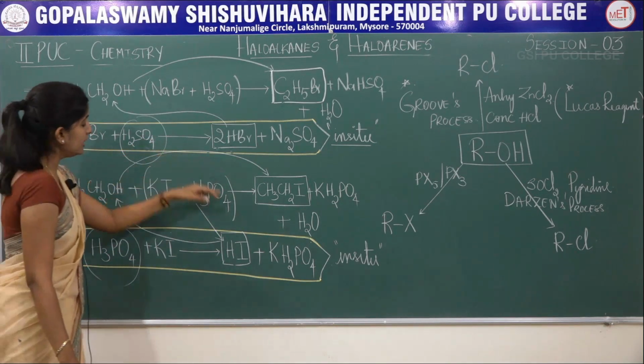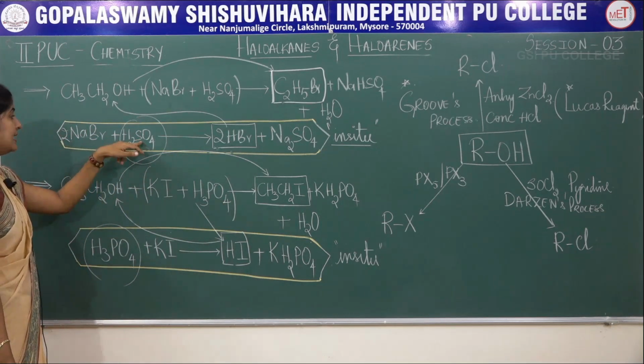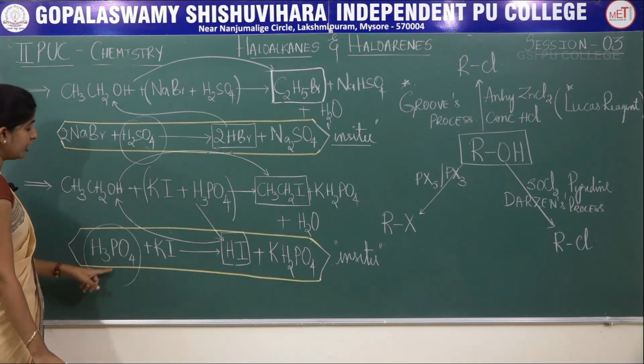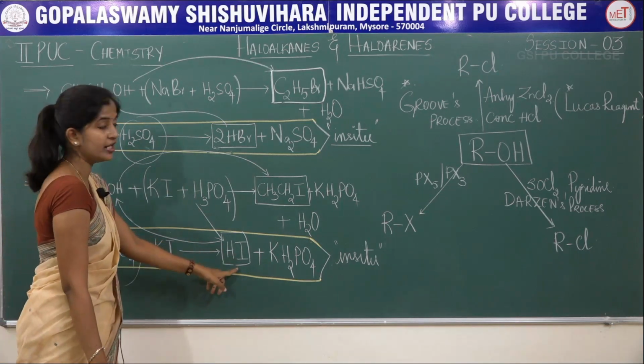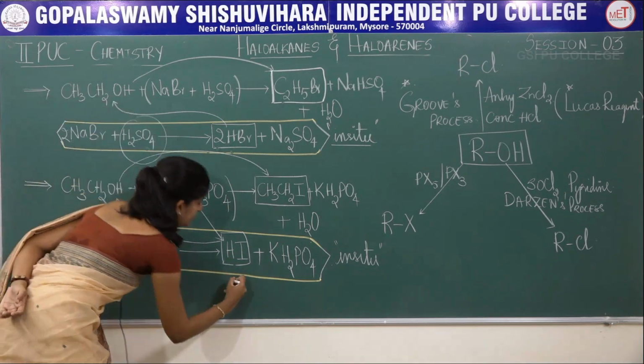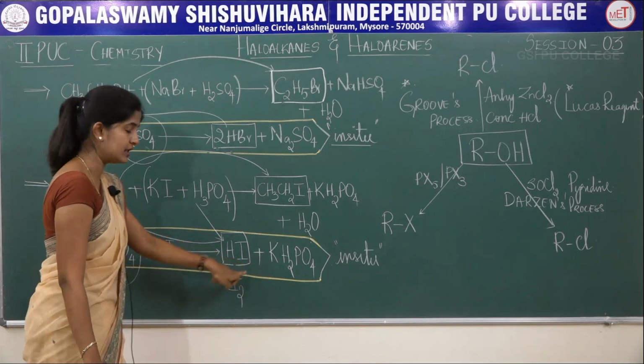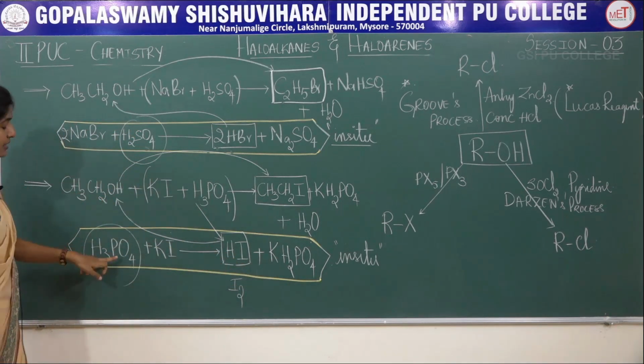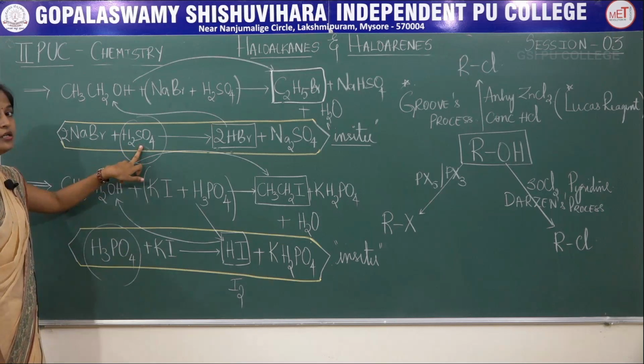That is because if you use a stronger acid like sulfuric acid, the sulfuric acid itself oxidizes this iodine, that is hydrogen iodide, to get you I2, iodine instead of hydrogen iodide. Hence, a milder acid is used, that is your phosphoric acid, when compared to your sulfuric acid.